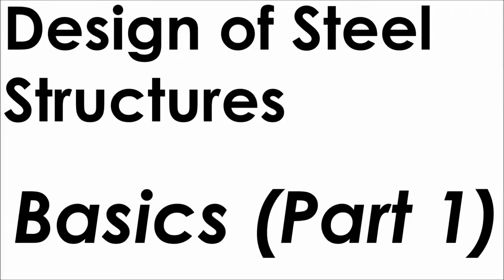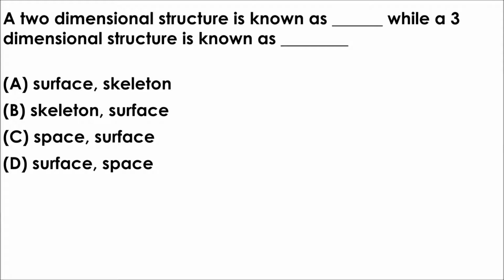Let's solve some objective questions regarding basics of design of steel structures. Question number 1: A two-dimensional structure is known as ______, while a three-dimensional structure is known as ______. Option A, surface and skeleton. Option B, skeleton, surface. Option C, space, surface. Option D, surface, space. The correct answer is option D. A two-dimensional structure is known as surface, while a three-dimensional structure is known as space.